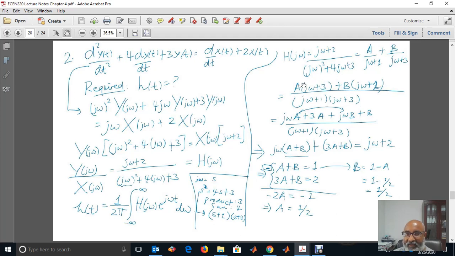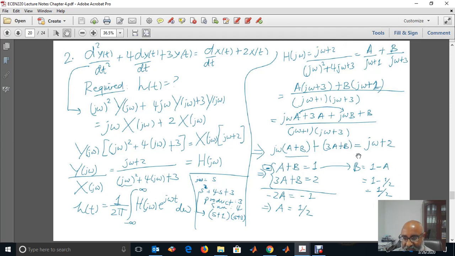Now we combine similar terms from this. We combine the j omega part. When we combine the j omega part, we have j omega times (a plus b). And we combine the constant part. The constant part is 3a plus b. This is equal to the numerator. What is the numerator? The numerator is j omega plus 2.